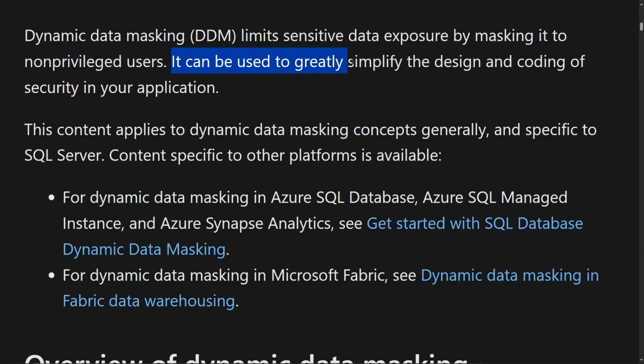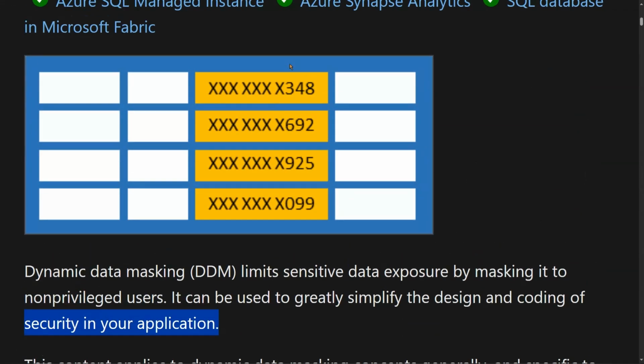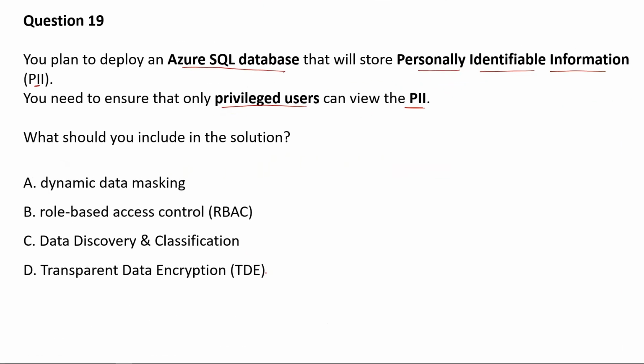It can be used to greatly simplify the design and coding of security in your application. Here you can see how our data is masked on a particular column. So it could be a phone number or personal information, etc., which non-administrative users will not be able to read. Let's go back to the question. Therefore, options D, C and B are not the correct answer, and dynamic data masking is the correct answer to protect the personally identifiable information of individuals in the SQL Server database.